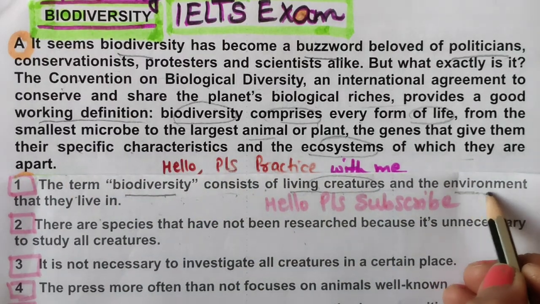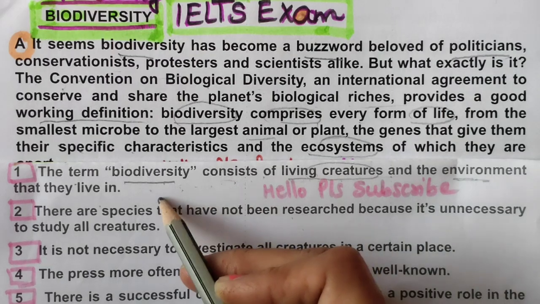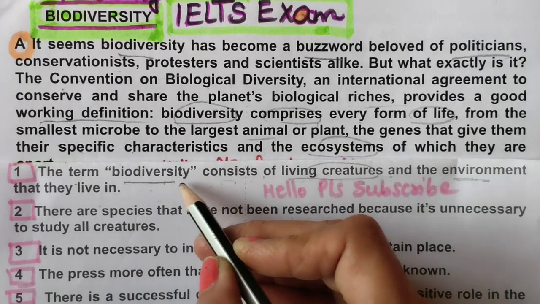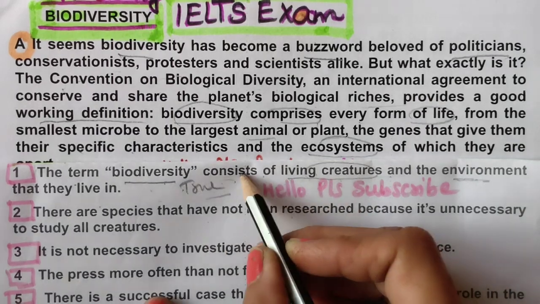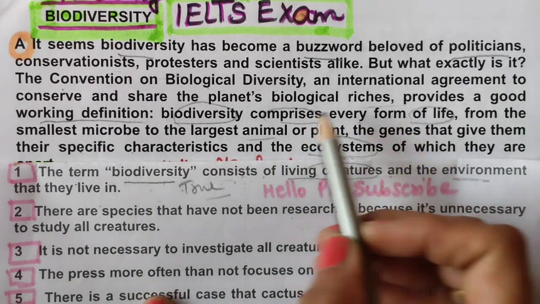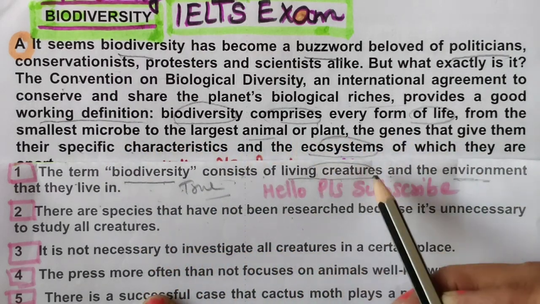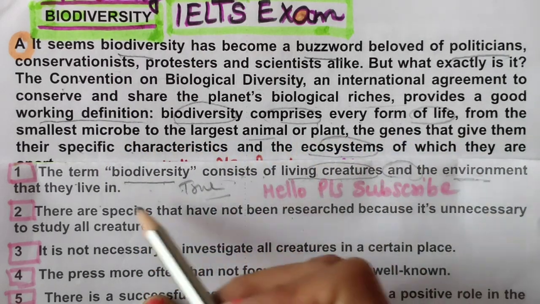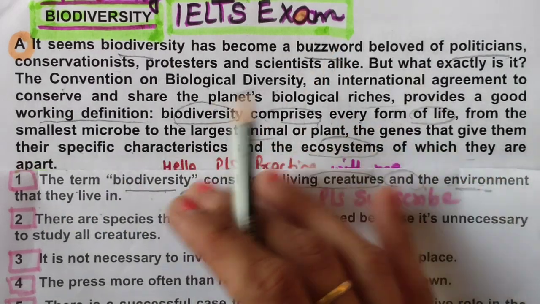Ecosystem here means environment. So decide the answer, you pause the screen, then you will get your answer. So I am marking it true because everything is matching. Consist of living creature means here comprises every form of life, from microbe to largest animal, and the ecosystem is also there, the ecosystem that they live in, ecosystem of which they are a part.